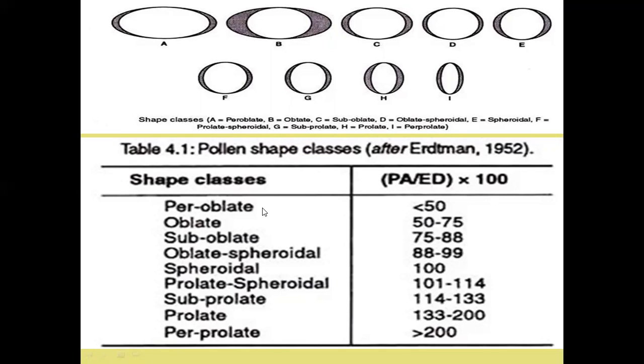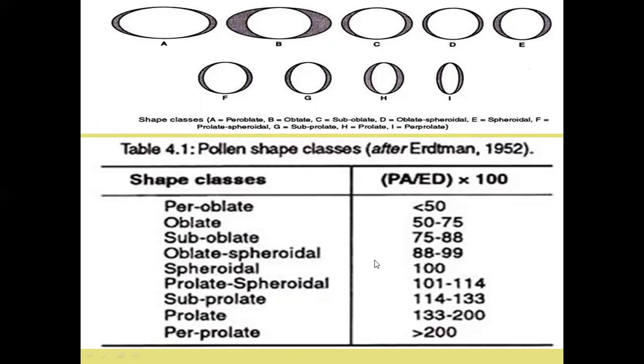First, perablate is less than 50, oblate 50 to 75, suboblate 75 to 88, oblate spheroidal 88 to 99. If the ratio is 1, polar axis divided by equatorial axis, the value is 1, and 1 into 100 gives 100. So that's why the spheroidal value is 100. If greater than 100, it comes under prolate. So prolate spheroidal 101 to 114, subprolate 114 to 133, prolate 133 to 200, and perprolate greater than 200.